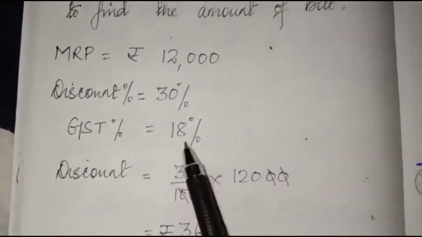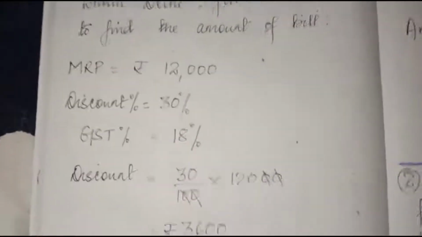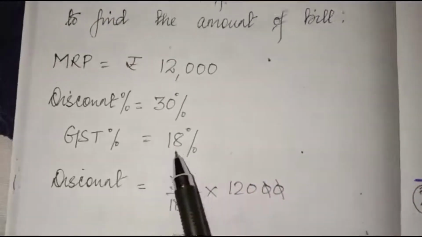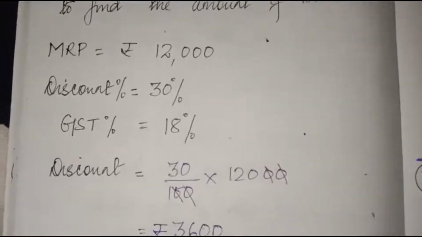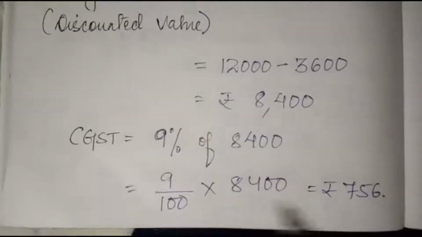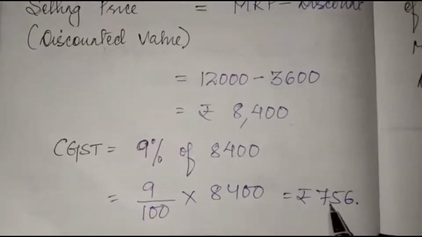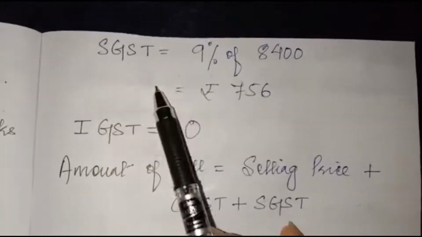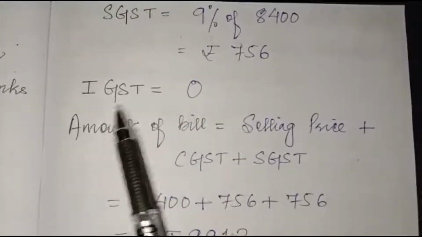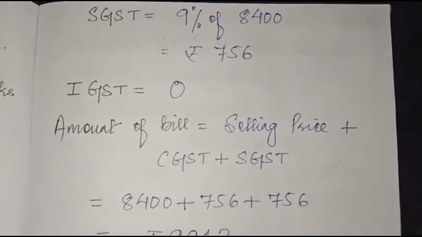Now next you have to find CGST. Here GST is given 18% and it is intrastate, and I have told that in case of intrastate we have to pay two taxes, CGST and SGST. So your GST is 18%. That means 9% will be CGST and 9% will be SGST. Half you have to pay. So here CGST will be half of 18, that is 9% of this discounted price, which is 756. Similarly, SGST is 9%, so 9% of 8,400 is rupees 756. So here IGST is 0 because IGST is applicable in case of interstate, not in intrastate.